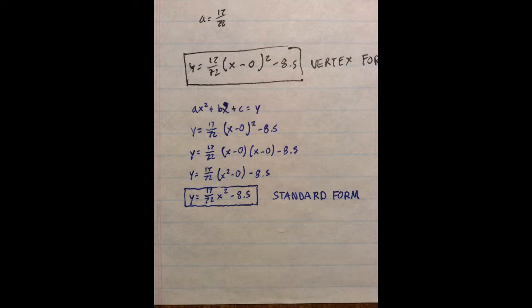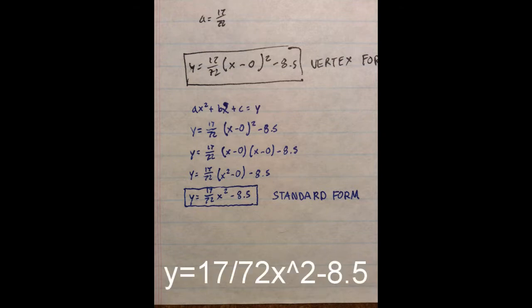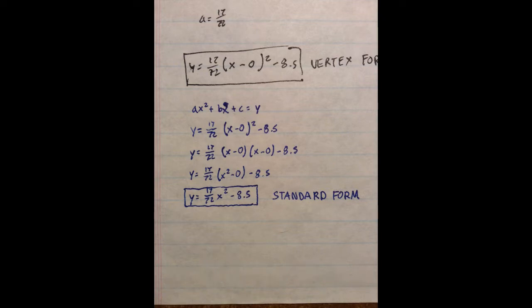All that remains is -8.5 as the c value, which, mind you, is also the y-intercept. There is no b value because there is no remaining x variable after foiling the binomial (x - 0)². Ta-da! Your converted equation in standard form is y equals 17/72 x² - 8.5. See, it's not that hard.